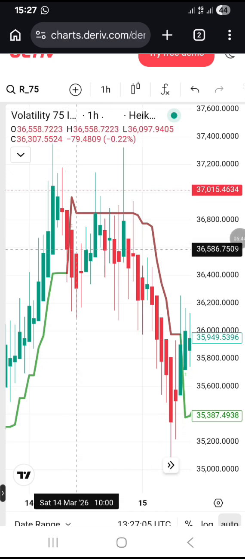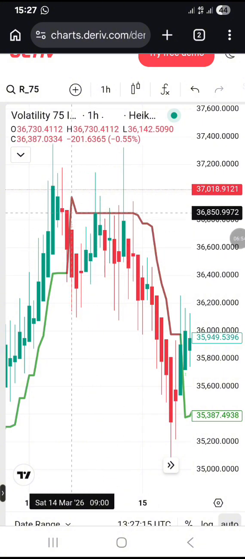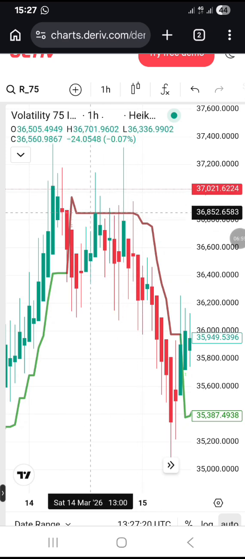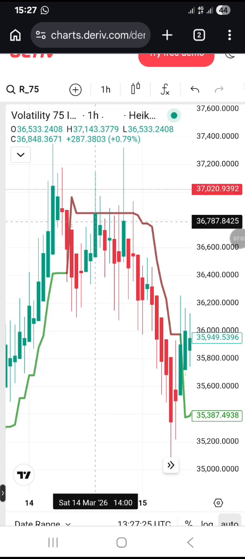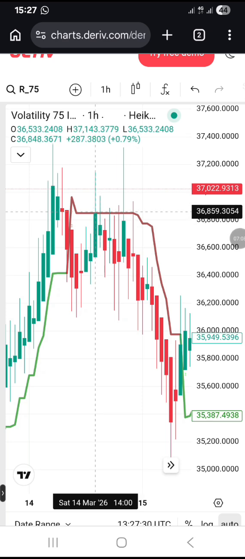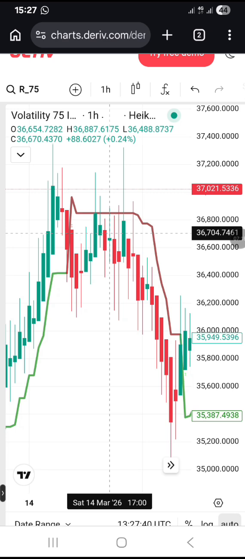As you can see right here also, we now have green bars for a buy, but we cannot look for buys here because the super trend is red. And we both know that if two colors are appearing at the same time, it just shows you that the market is consolidating, so you do not enter. You wait for two colors to resonate. So you continue waiting.